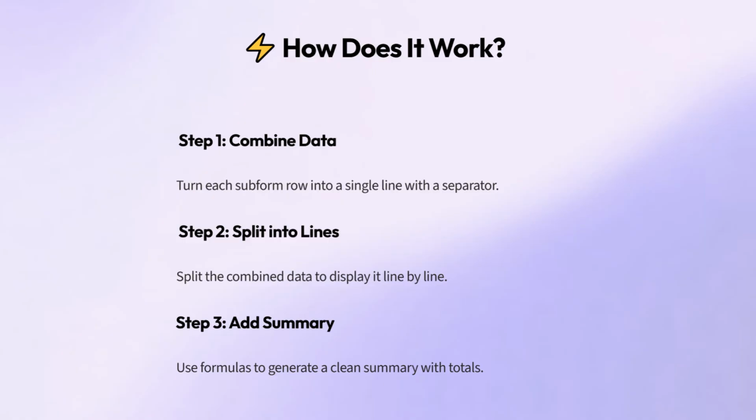So how does this actually work? It's actually simpler than it sounds, and it works in 3 small steps. First, we combine data and turn each subform row into a single line with a separator. Next, we split the combined data into lines. And finally, we use formulas to generate a clean summary with totals. Now, let's get you set up.